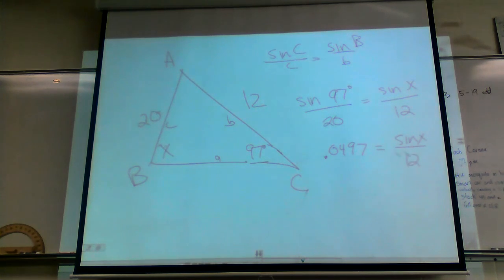Now here's the thing, if I want to get sine of x by itself, what do I need to do here? Multiply by 12. There's no real need to cross multiply, right? Because that's going to be over 1 anyway. So if I just multiply that by 12, what's 0.0497 times 12? 0.596.